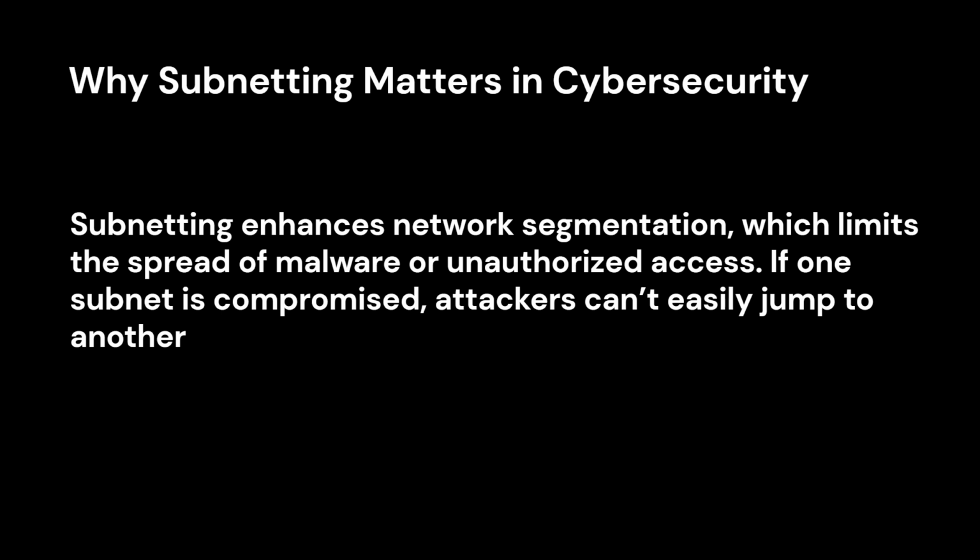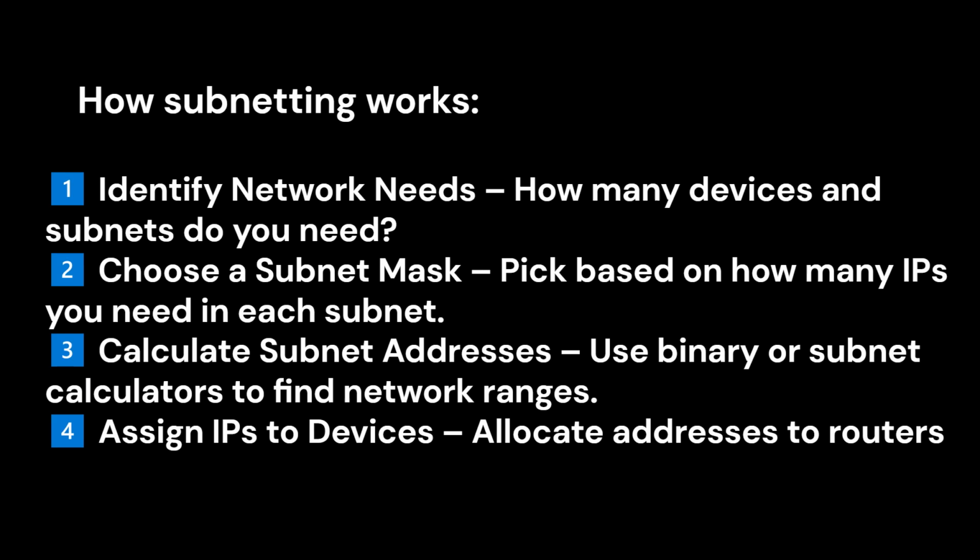How to subnet: basic steps. Let's break down how subnetting works in 4 steps. One, identify network needs. How many devices and subnets do you need? Two, choose a subnet mask. Pick based on how many IPs you need in each subnet. Three, calculate subnet addresses. Use binary or subnet calculators to find network ranges. Four, assign IPs to devices. Allocate addresses to routers, servers, and devices within each subnet.